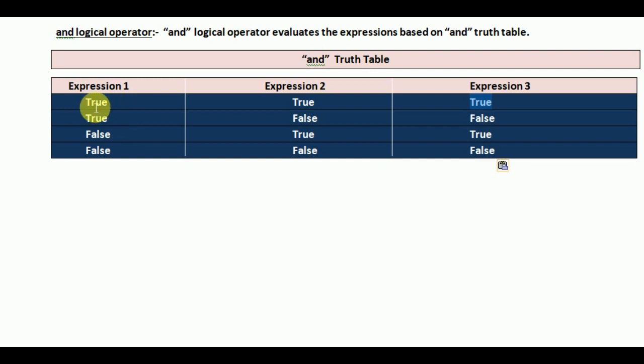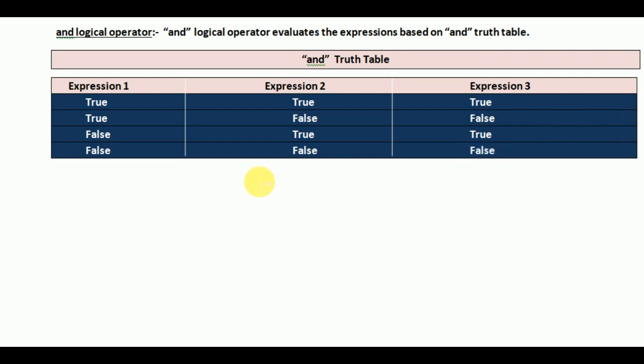If expression 1 is true and expression 2 is true, then the result is true. If expression 1 is true and expression 2 is false, then the resultant value, expression 3, is false. If expression 1 is false and expression 2 is true, then the resultant value, expression 3, is false. If expression 1 is false and expression 2 is false, then expression 3 will produce the result false.